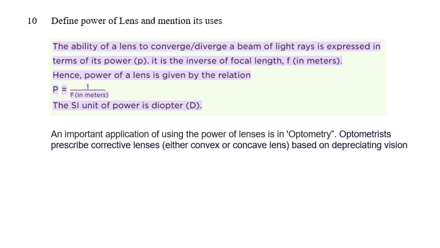Question 10. Define power of lens and mention its uses. It is defined as the reciprocal of the focal length of the lens. The power of a lens is measured in diopters, D. Used in eyeglasses, contact lenses, and other vision correction devices to correct refractive errors.